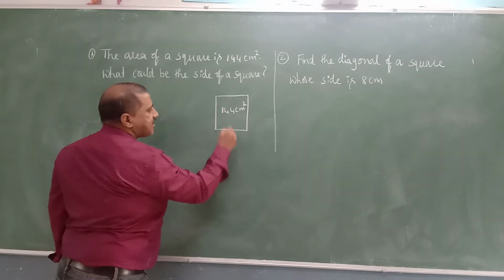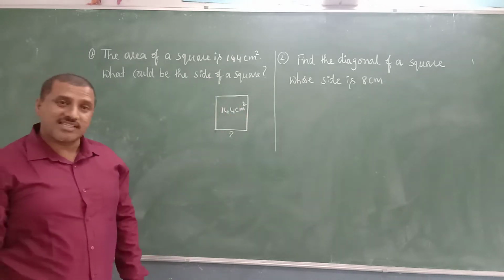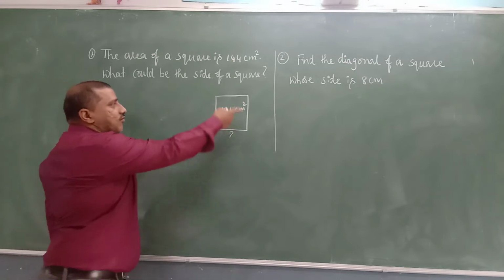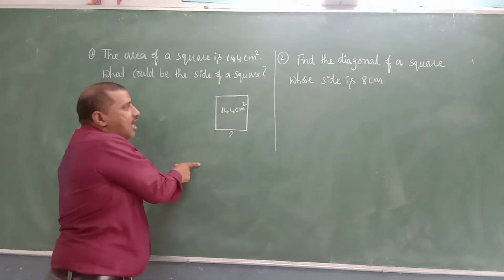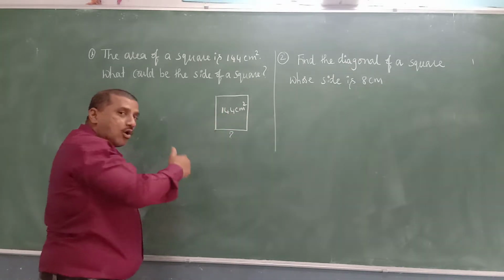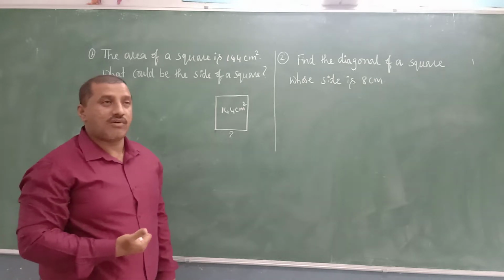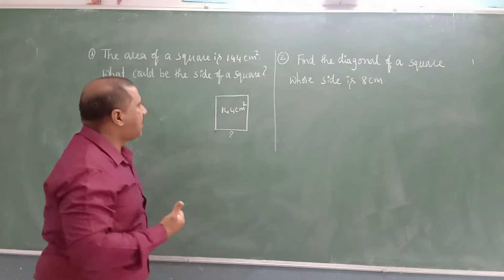As you know, in a square all the sides are equal in length. Therefore, the four sides are equal in length. We don't know what its length is. How do we find its length? What concept do we use to find the length?